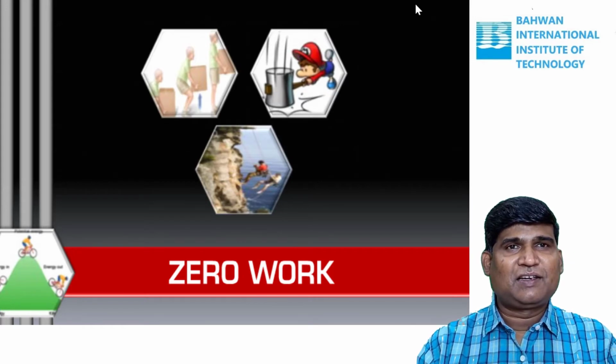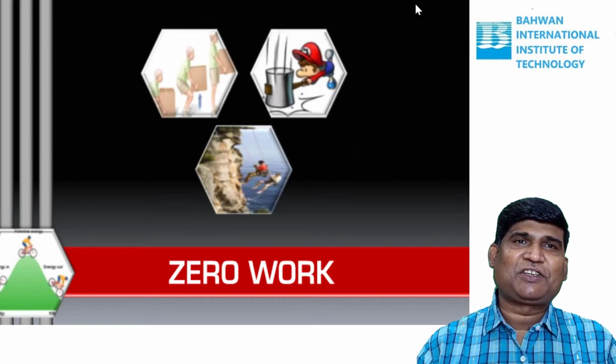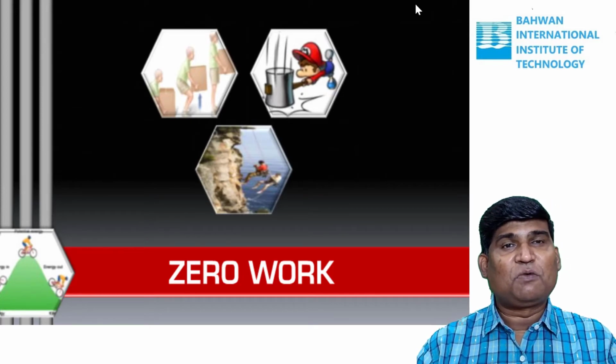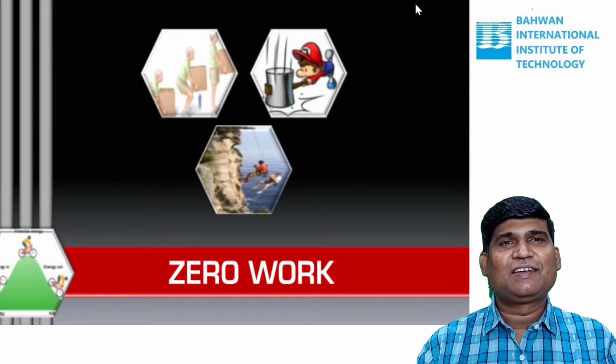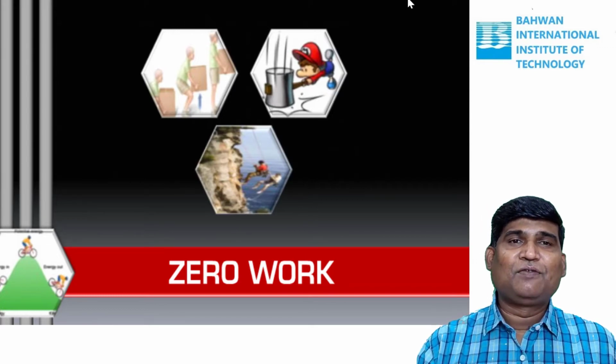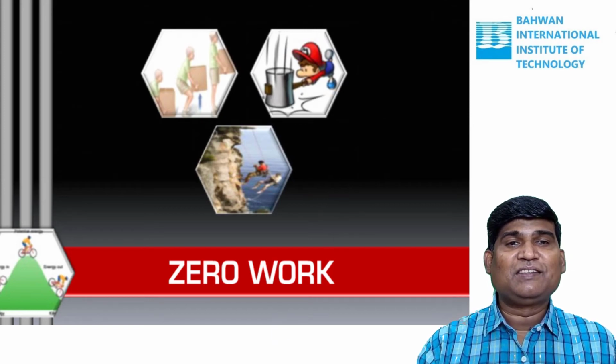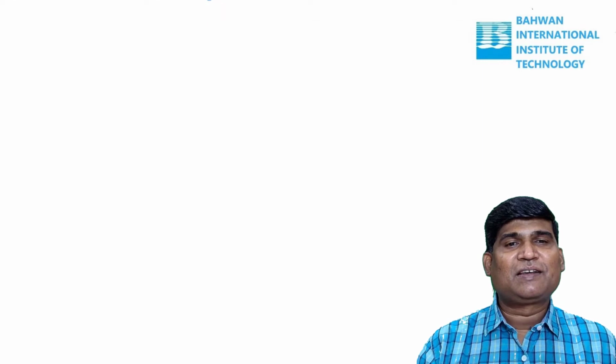We discussed that when both force and displacement are in the same direction, what is the formula for work? We even studied when force and displacement are opposite to each other, what is the formula for work? Now, in today's class, we are going to talk about zero work. Let us see what zero work is, when work done is said to be zero. We will try to see some examples of zero work.